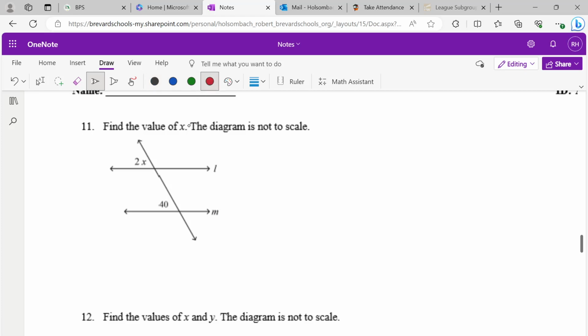Problem number 11, find the value of x. Diagram is not to scale. Okay, so this goes back to position in respective group. The 2x is in the upper left position. The 40 is in the upper left position of its group. So they're corresponding angles and they're congruent to each other. So 2x is equal to 40. Can divide both sides by 2. x equals 20.